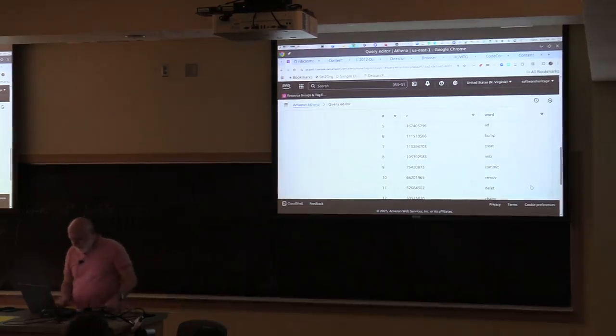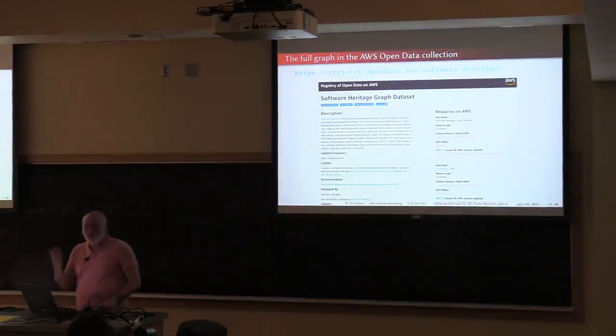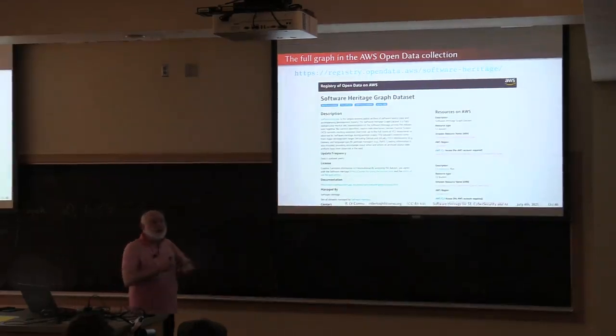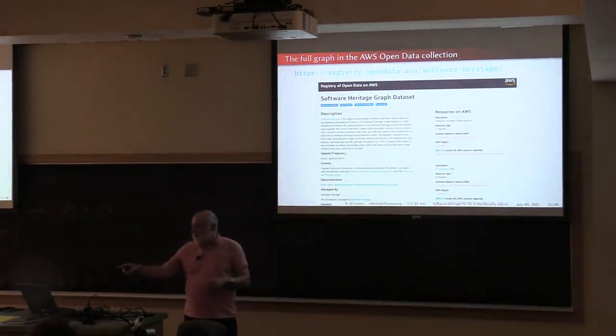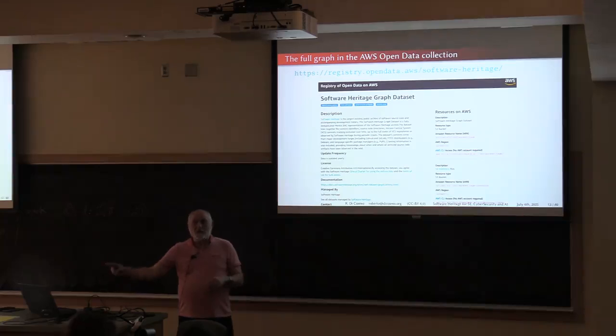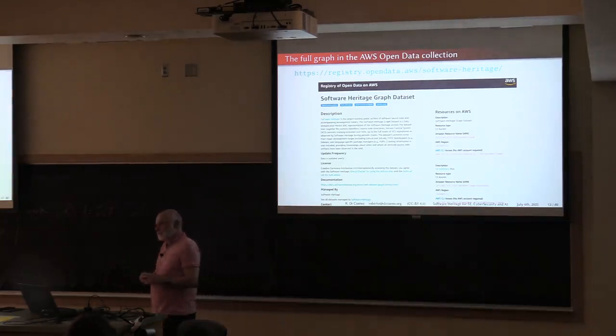Well, anyway, this was just to show you the kind of thing that you can do, which is impossible to do in a reasonable time. And by the way, this is not 150,000 projects. This is 325 million projects in Software Heritage.